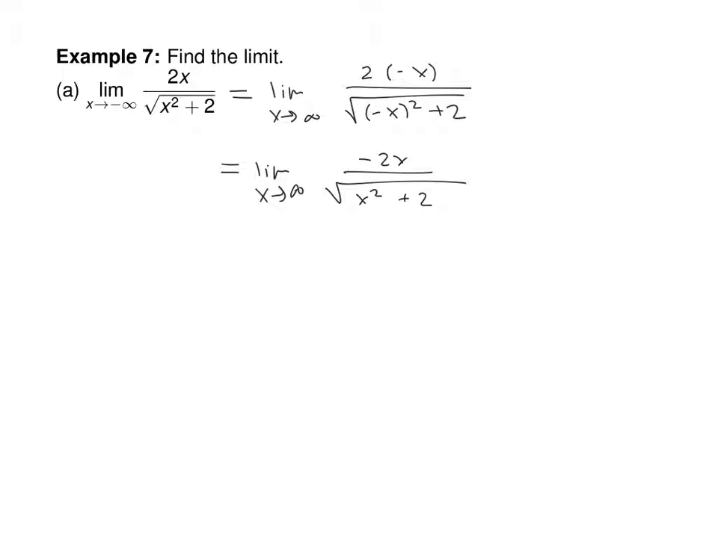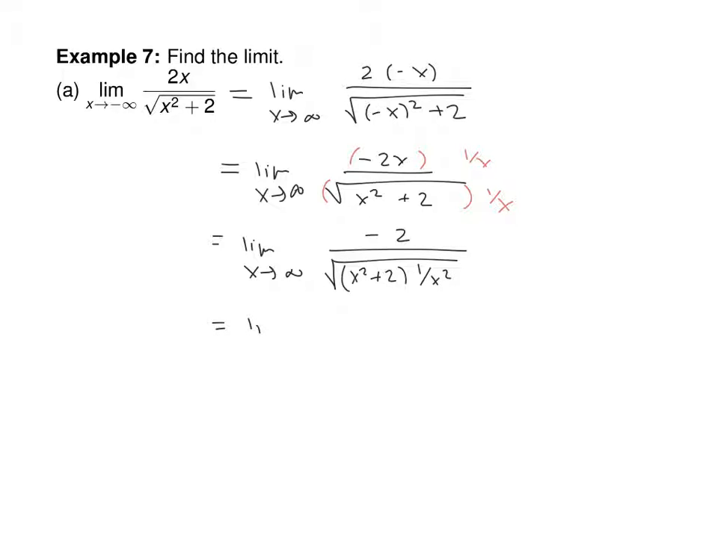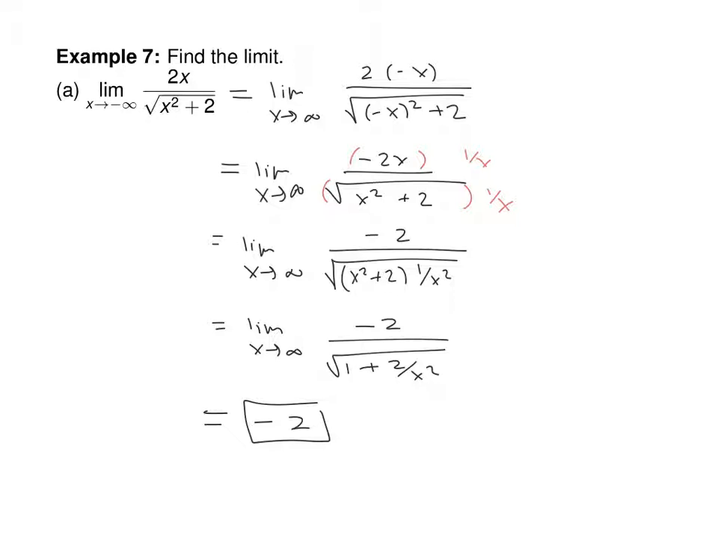And that's pretty similar to the previous ones that we did, right? So multiply by what? 1 over x, great. And that's the limit as x goes to infinity, negative 2 over, okay, x squared plus 2 times 1 over x squared. Negative 2 over root 1 plus 2 over x squared. So I think this limit is negative 2.